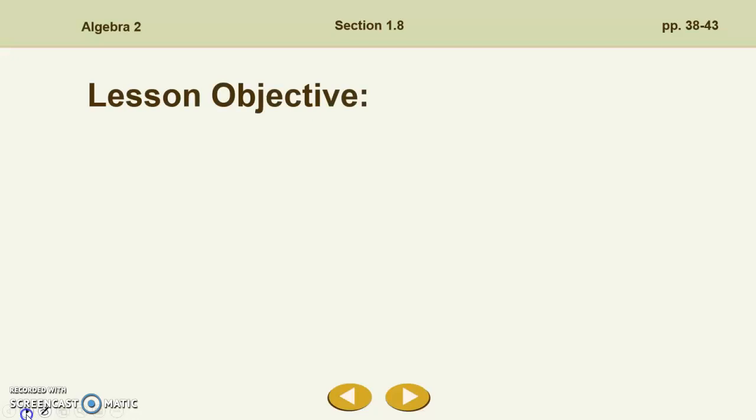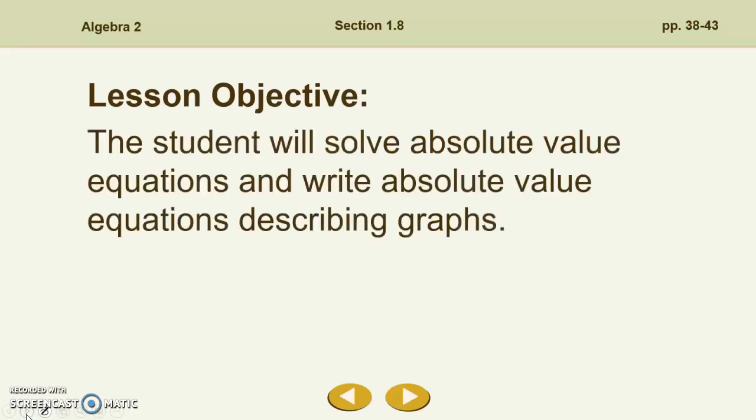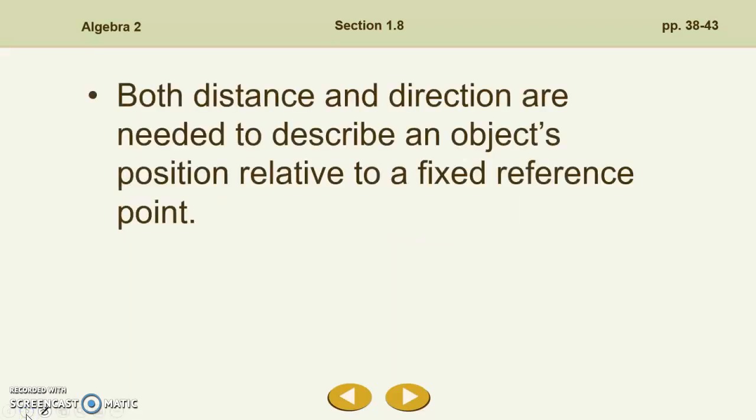Our lesson objective for today is this. You, the student, will solve absolute value equations and write absolute value equations describing graphs. When we're talking about distance and location, both distance and direction are needed to describe an object's position relative to a fixed reference point. Take me, for example. If I'm at home and I'm trying to describe where you are located, I would need to know two things: how far away you are and which direction to head. So I might say that you are 5 miles to the northeast, or maybe 10 miles to the west of me. We need both distance and direction.